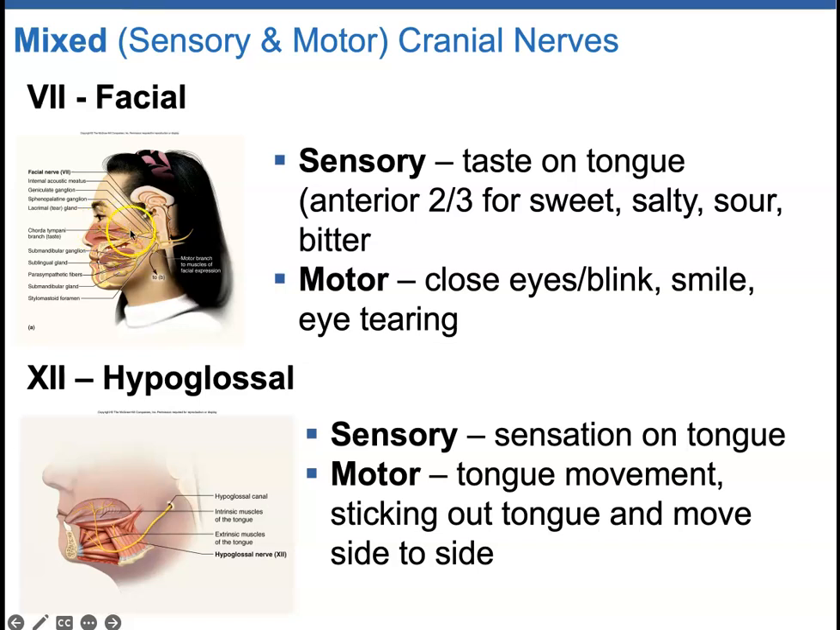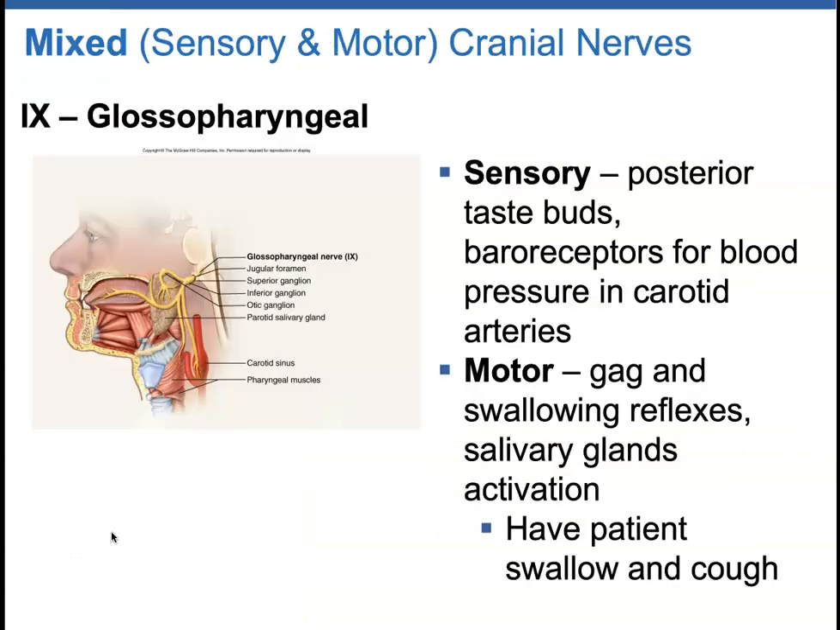What it also does with the motor part is the ability to tear, so it's going to have some parasympathetic branches to it, and then going down into the salivary glands, it helps with secretion of saliva. And then number 12, the hypoglossal nerve, innervates directly into the tongue. So you get a little bit of sensation there, but also that motor portion of innervating the muscles that help you with actual swallowing with the tongue.